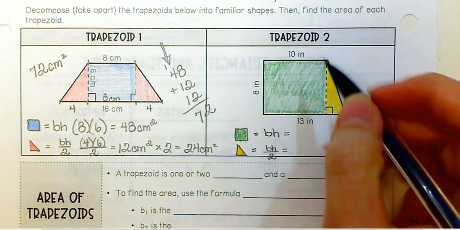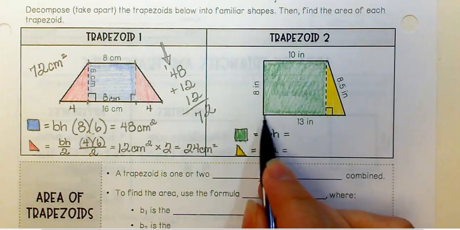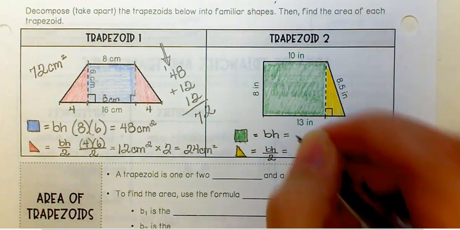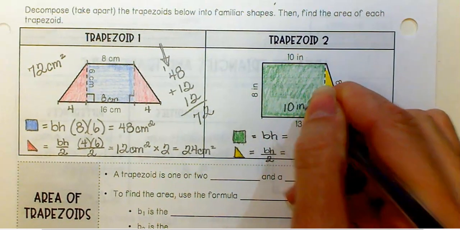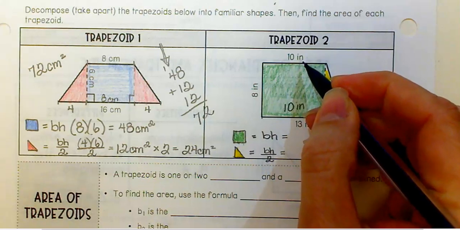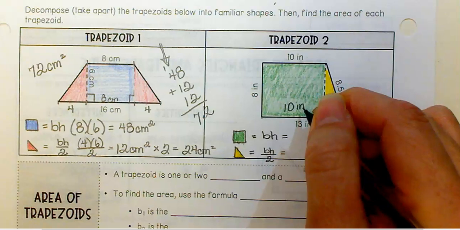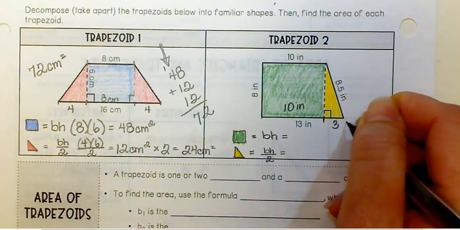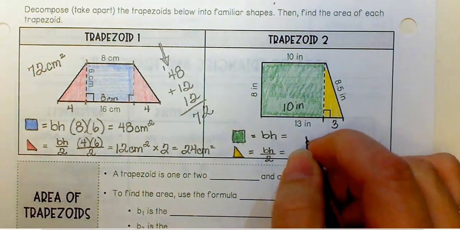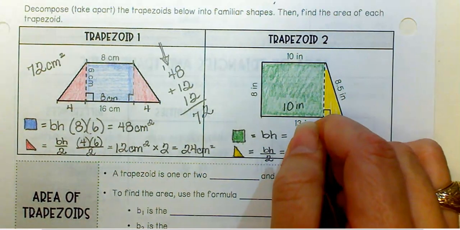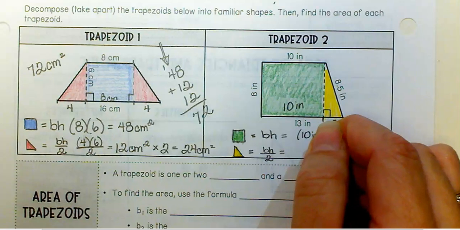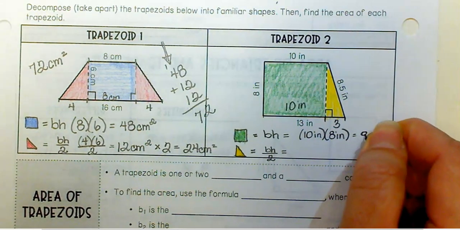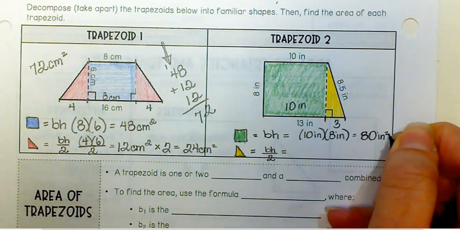Okay, so if I look, there's 10 inches up here. There's a total of 13 inches down here. Well, from here to here is 10 inches because it's got to be the same as the base up here. And if this is 10, 10 plus this little piece has to be equal to 13. So this little piece from here to here is 3. All right, so our green rectangle is going to be a 10-inch base times an 8-inch height, and that is going to be 80 square inches.